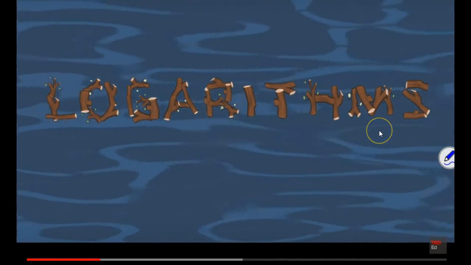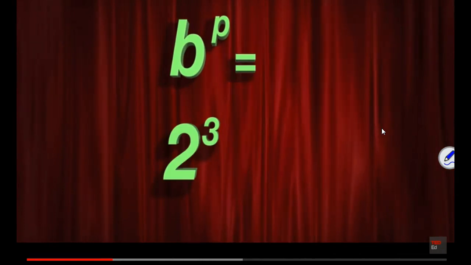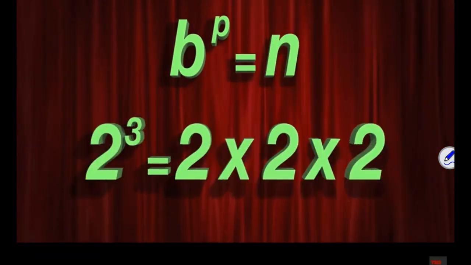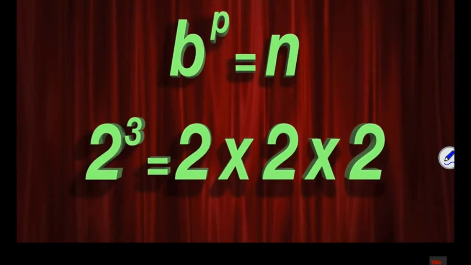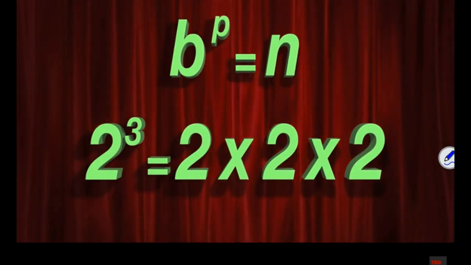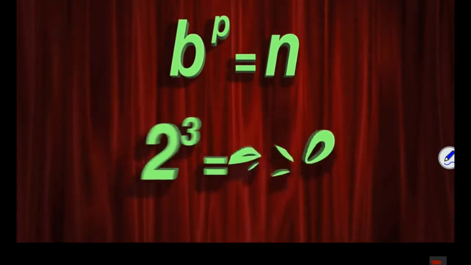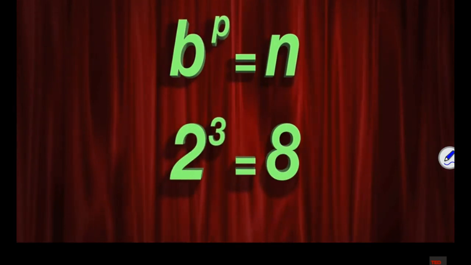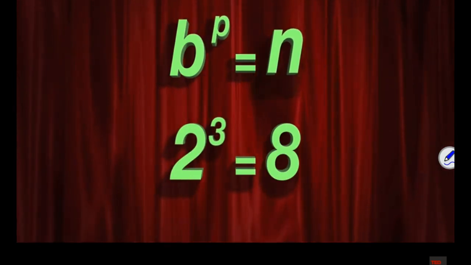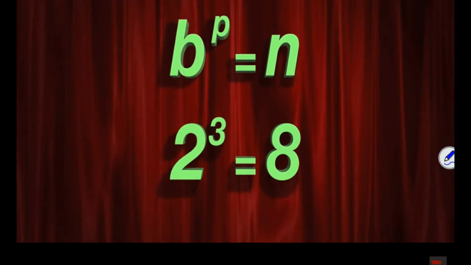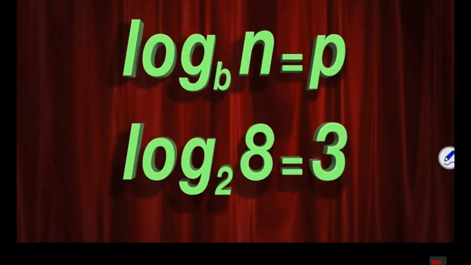Well, what are logarithms? Let's take the base number b and raise it to a power p, like 2 to the third power, and have it equal a number n. We get an exponential equation, b raised to the p power equals n. In our example, that'd be 2 raised to the third power equals 8. The exponent p is said to be the logarithm of the number n. Most of the time, this will be written log base b of the number n equals p.